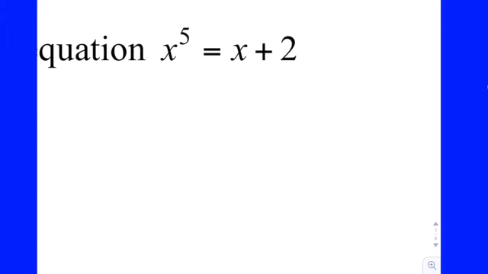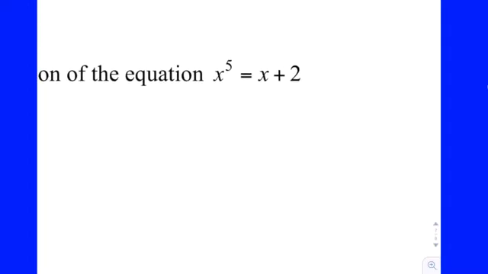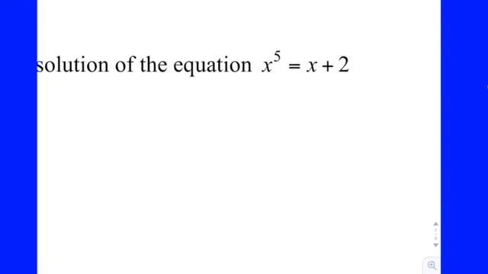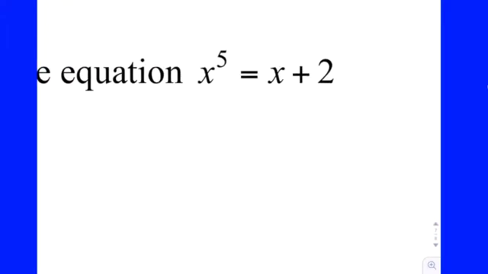Let's try it out. Let's try x equals 1. 1 to the 5th equals 1 plus 2? No. Let's try 2. 32 equals 4. No. How about 1.465? Let's try that. Ooh, I can't raise that to the 5th power. I can't do that. So anyway, it just says to show that there's 1. It doesn't say to find it, right? That's one way. You could actually find it. You could prove something by finding it and showing people. But short of that, how can we prove that there's a solution without finding it?